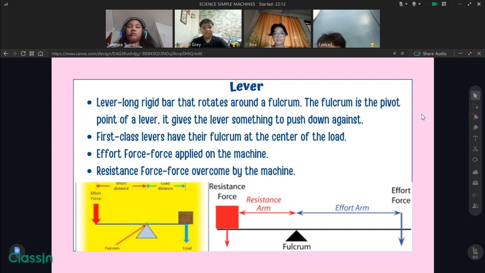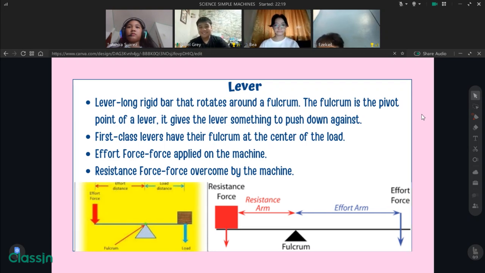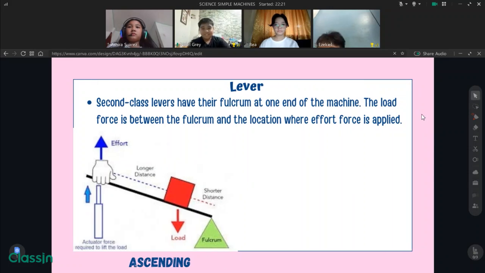Effort force, force applied on the machine. Resistance force, force overcome by the machine. Second class levers have their fulcrum at one end of the machine. The load force is between the fulcrum and the location where effort force is applied.